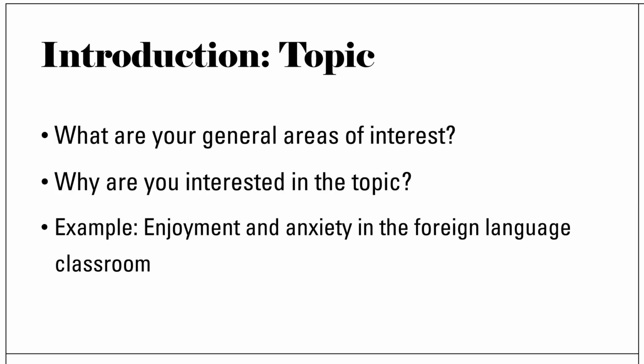I want to talk about the different parts of a research paper. And the first part is the introduction. And usually it is for you to introduce the topic. But before you do that, you may need to find a topic. And you can ask yourself these questions. What are your general areas of interest? Why are you interested in the topic? For example, you may be interested in enjoyment and anxiety in the foreign language classroom. Then in that case, it is the topic for your research. And in the introduction, you need to introduce this topic.